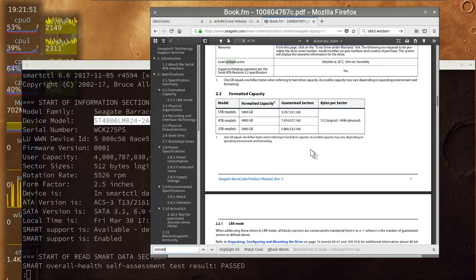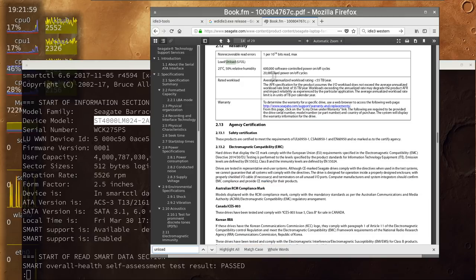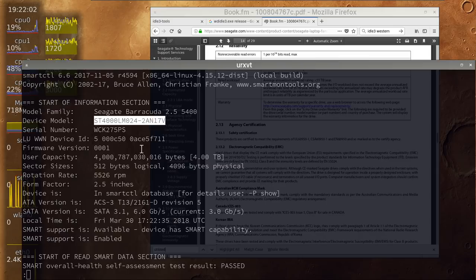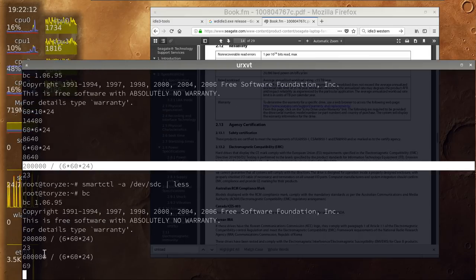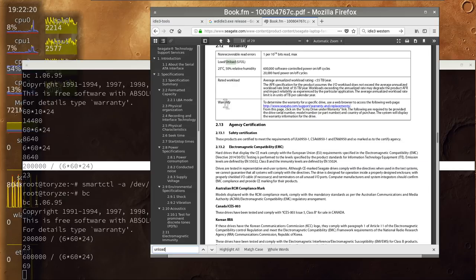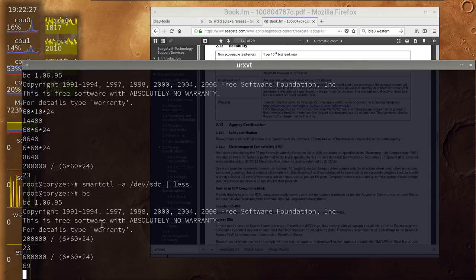Did I see 600,000 in some preview already? Okay, apparently it's slightly higher. It is 600,000, but this doesn't change so much. So it's 600,000. This would mean 69 days and we have reached the specified software controlled load/unload cycles. These are only a little bit over 2 months.